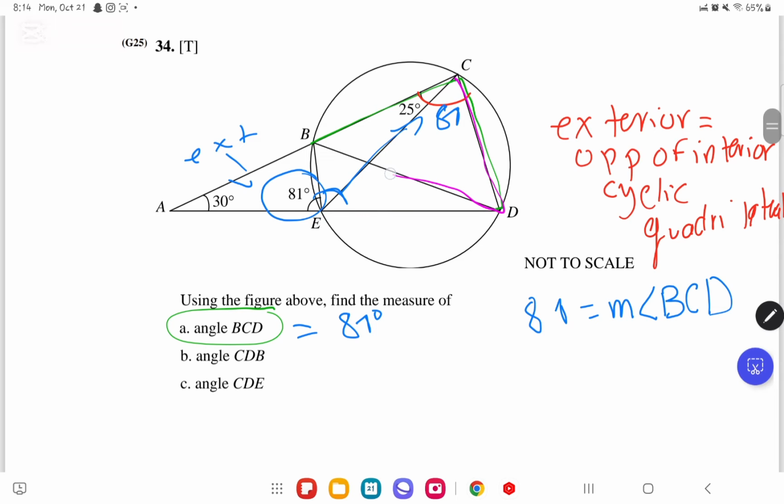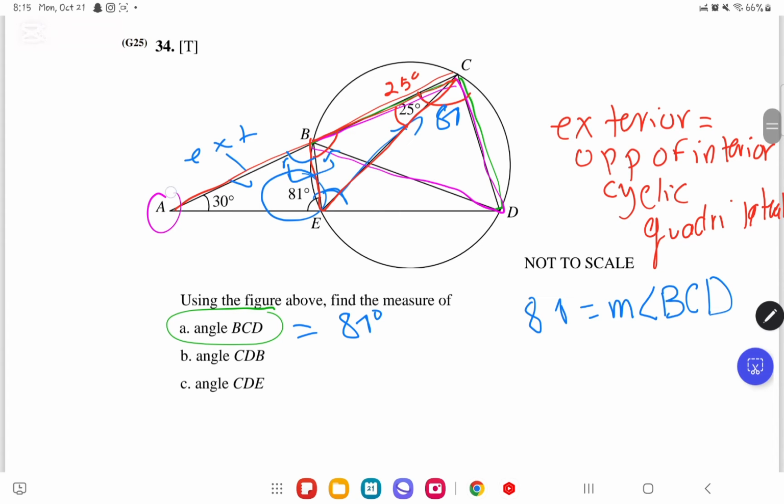Okay? Now, angle CDB. So very simply, what I'm gonna do is I'm gonna take another triangle in red. Okay, this triangle over here. We have this angle over here, which is 25 degrees. Okay, we can find this angle over here. How? We know that this is a straight line. So if it's a straight line, then if we find this angle, we can do 180 minus the angle in blue, and we found this angle over here.